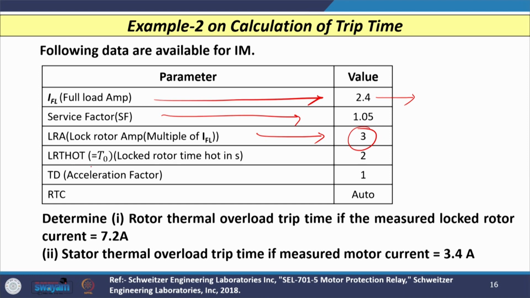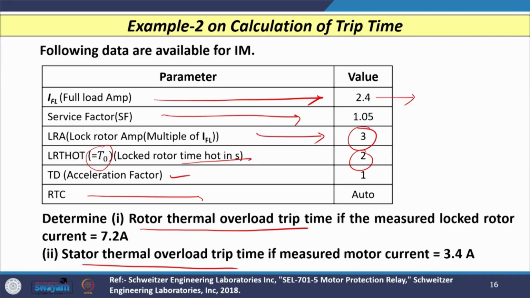The locked rotor time in hot condition, that is T0, is given as 2 seconds. The acceleration factor is also given as 1. If it is not given, by default you can take it as 1. RTC is set in auto mode. With this data, you need to determine the rotor thermal overload trip time if the measured locked rotor current is 7.2 ampere, and in the second case you need to calculate the stator thermal overload trip time if the measured motor current is 3.4 ampere.